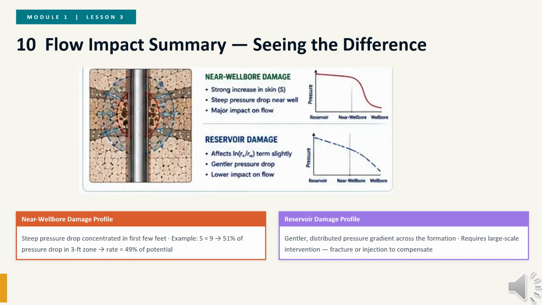Look at the pressure profiles. Near wellbore damage shows as a sharp drop near the well. That spike is the restriction. Remove it, and flow recovers immediately. Reservoir damage shows as a smooth decline. No single point to fix. That difference tells you everything. One is a choke. One is a distributed resistance. And only one can be fixed locally. Train yourself to see this pattern.